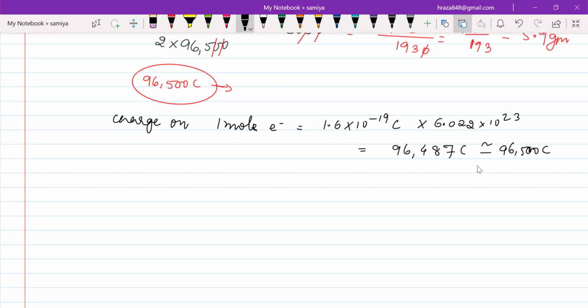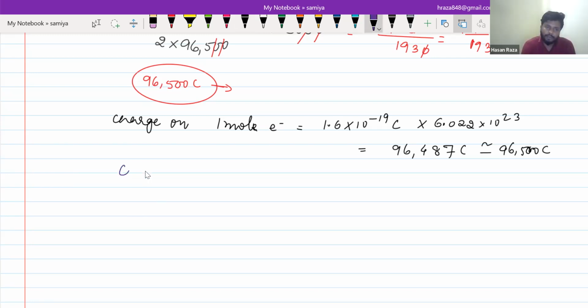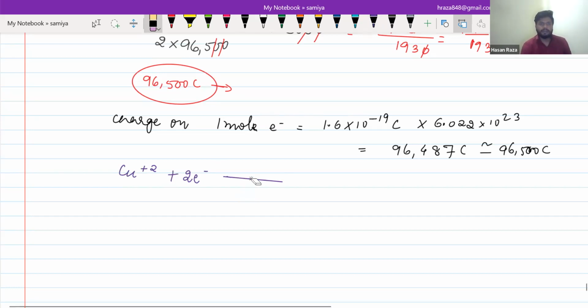Yes, sir. Nadia, Samia. Now see, I wrote an equation: Cu2+ will be deposited after gaining 2 electrons from the cathode, and it will be Cu solid. It will be Cu solid.